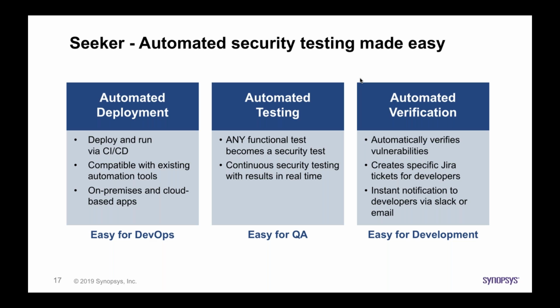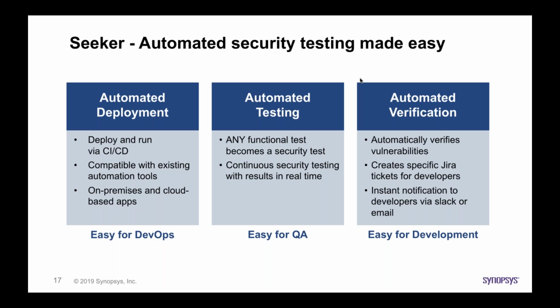How? First, Seeker offers automated deployment. You can install the Seeker agent using the API during your CI/CD process. And with Seeker, you perform security testing during your functional testing phase. It essentially converts your QA team to a security testing team, and you don't need a separate phase or a separate step for security testing.